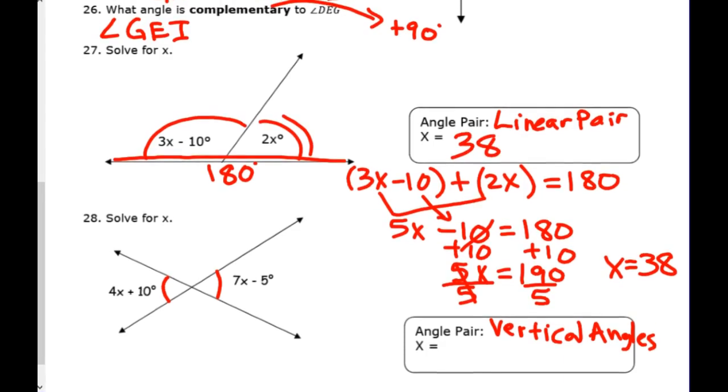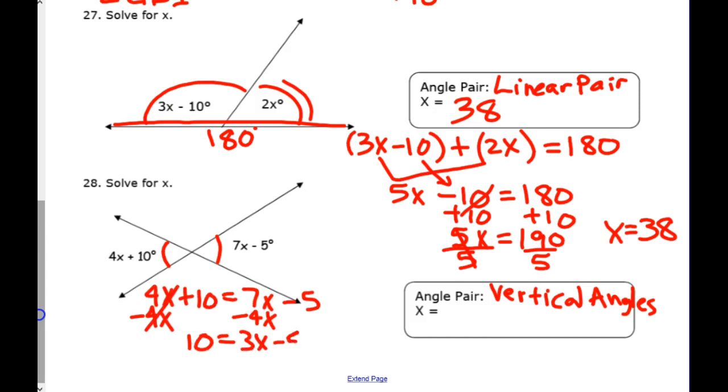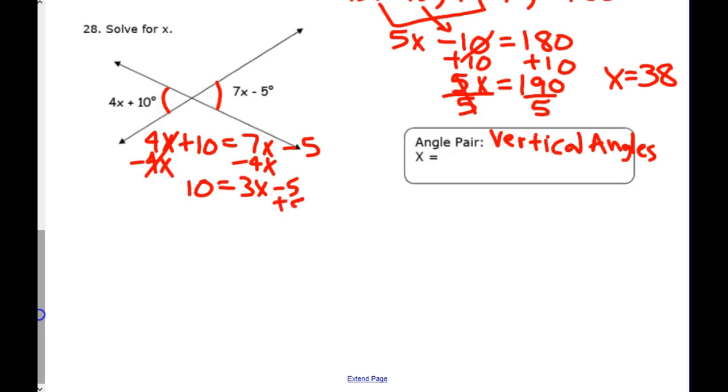Down here on 28, though, if they're equal, then you need to set them equal. If they're congruent, sorry. So, 4x plus 10, equal sign, 7x minus 5. Get rid of the smaller x. 3x is what we get. Get rid of the loner, and then divide by the coefficient. X is equal to 5. Cool.